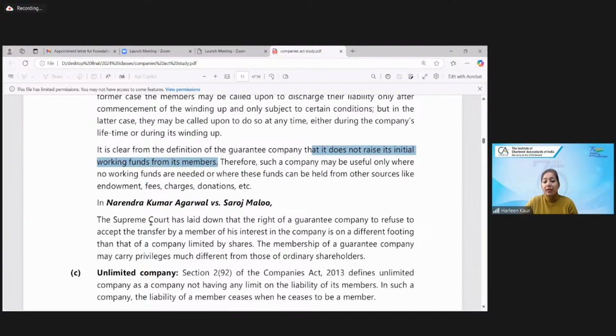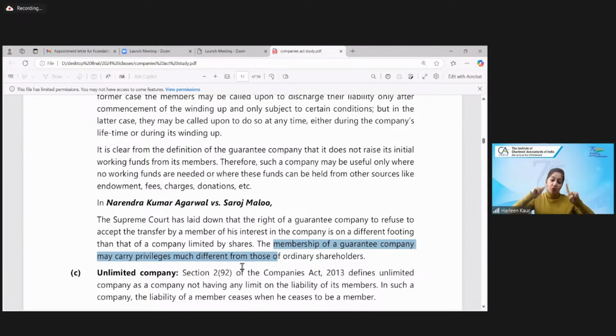So the Supreme Court has laid down that the right of a guarantee company to refuse to accept the transfer by a member of his interest stands on a different footing than the company limited by shares. A guarantee company carries many privileges compared to those of ordinary shareholders. Now, what is the meaning of this line? It says a company which is limited by guarantee has a privilege. Privilege means benefit. What is the benefit that is given to a company limited by guarantee?